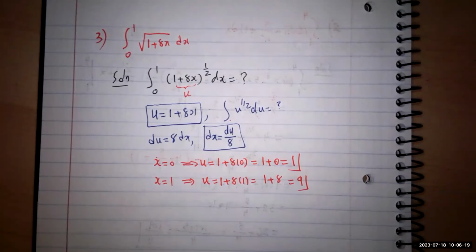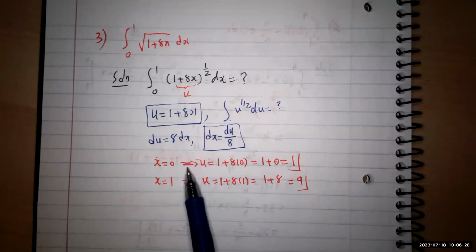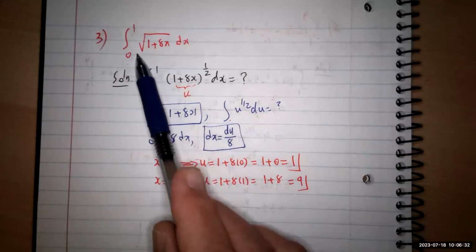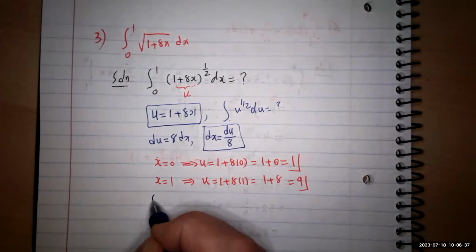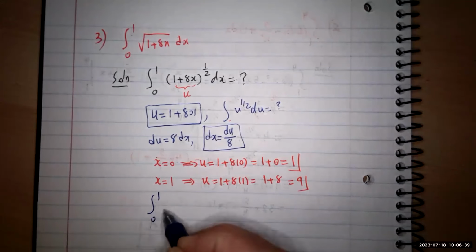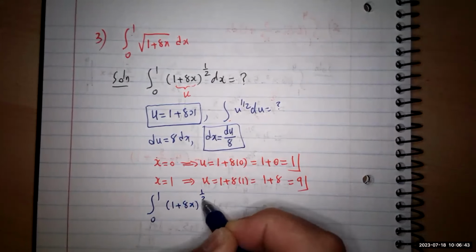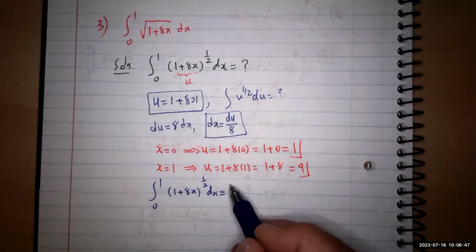So now we are ready to substitute. When you do the substitution with the definite integral, you not only substitute for the u and the dx that you got, but also you have to take care of your numbers. You cannot use the same numbers. So this is what we are going to end up with. We have the 0, 1, and (1 plus 8x) to the 1 half dx.